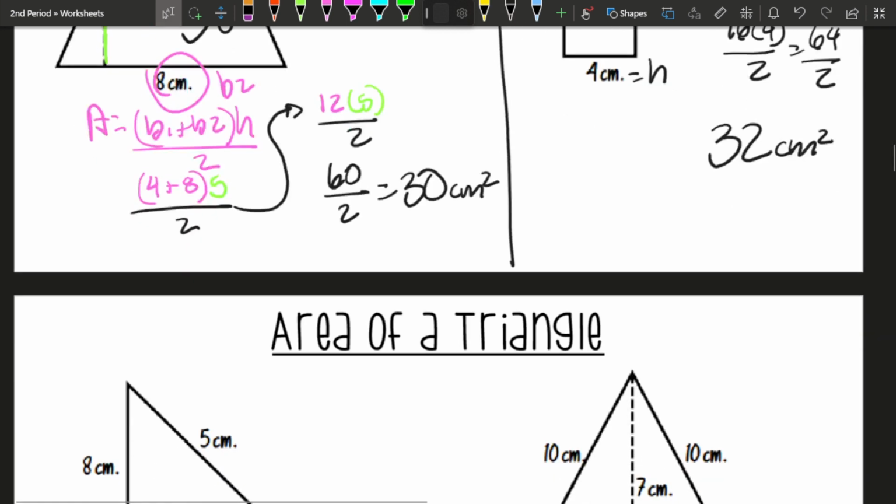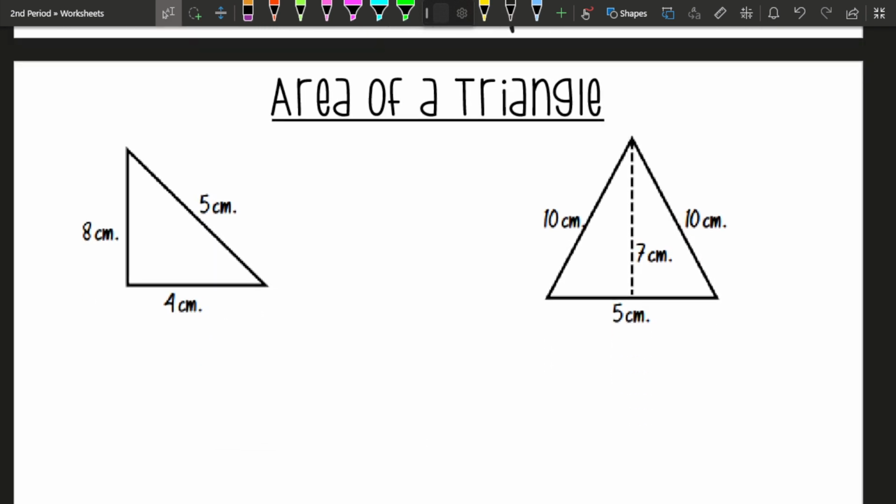All right, we're going to move to triangles. Area of a triangle. Remember, the formula for this is just base times height divided by 2. Now, both of these triangles give you more than two numbers. The thing that you got to remember, though, is that on a triangle, the base is on the bottom and the height is perpendicular. That means it makes like a L or a T shape.